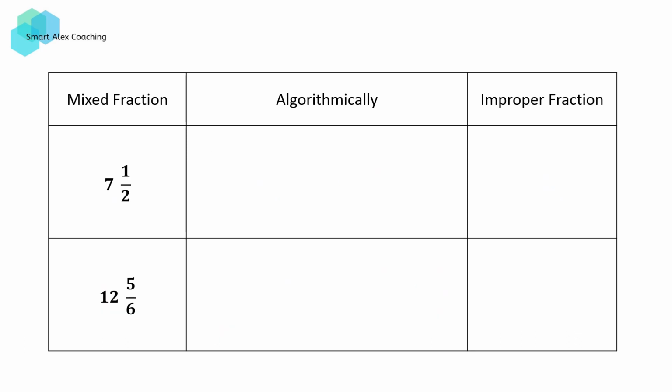Some more examples. If we have 7 1/2, we take the 7, multiply it by the denominator of 2, and then add 1, all of this over 2. And that's the same as 15/2. So where the numbers are coming from: we've got 7 wholes. Our denominator is 2. And our numerator is 1. And that gives us the final answer of 15/2.